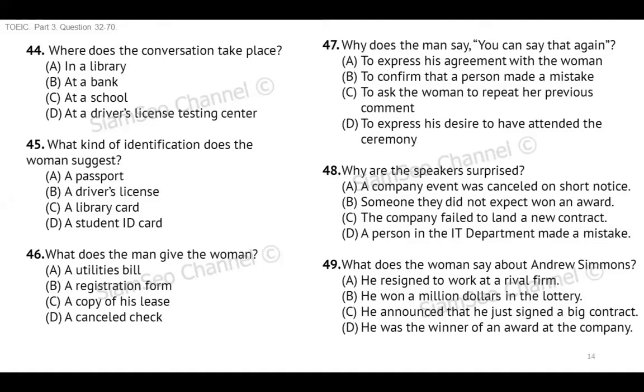Number 47. Why does the man say, "You can say that again"? Number 48. Why are the speakers surprised? Number 49. What does the woman say about Andrew Simmons?